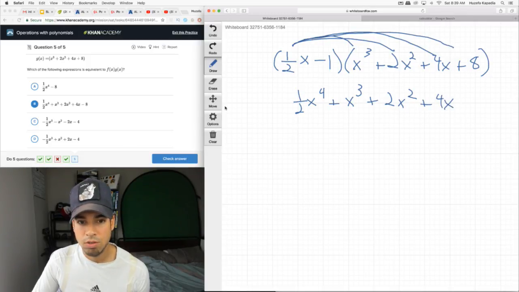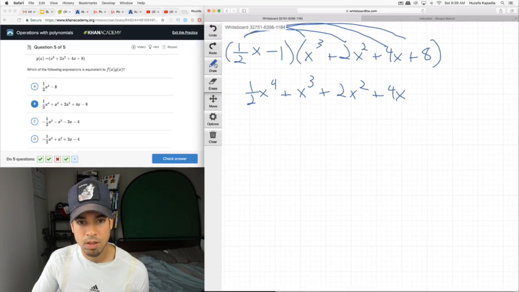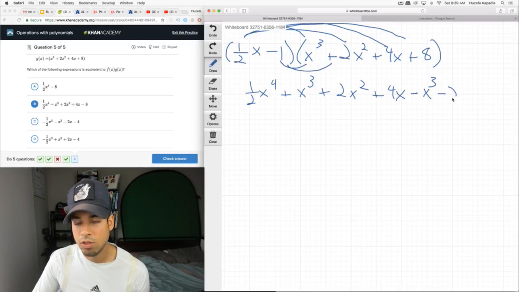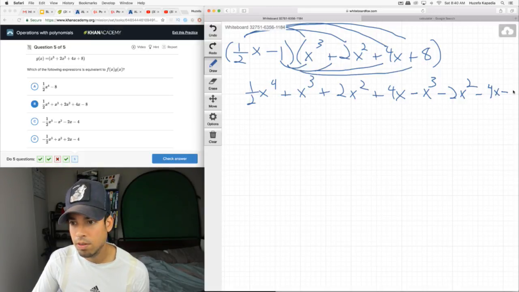I'm going to go to, let me move this here. Then we minus, like this is minus x cubed, right? And then we go minus 2x squared, minus 4x, and then minus 8. I think I got room for everything here.